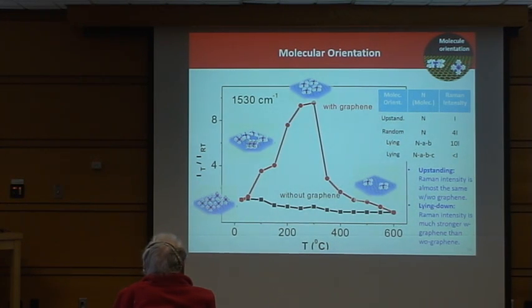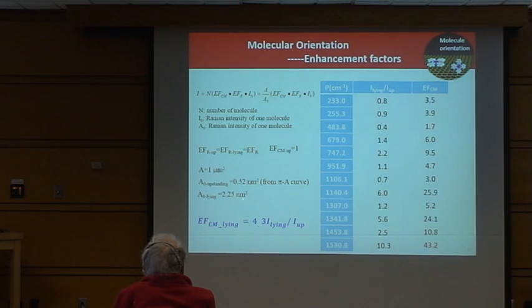So if we compare these two states, we know how the intensity changes and how the number of molecules changes, then we can calculate the enhancement factor purely for CM, the chemical mechanism. The result we get here is that for different vibration modes, the enhancement factor is very different, from 1 to 43.